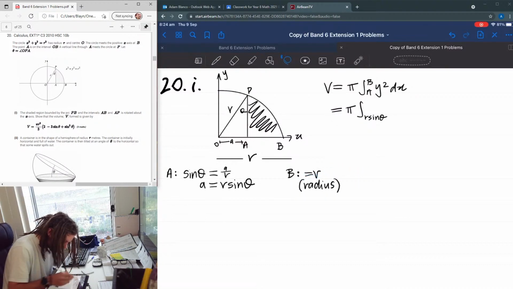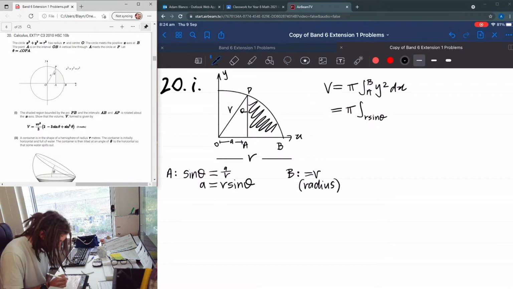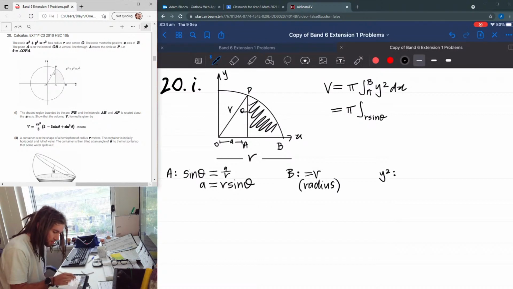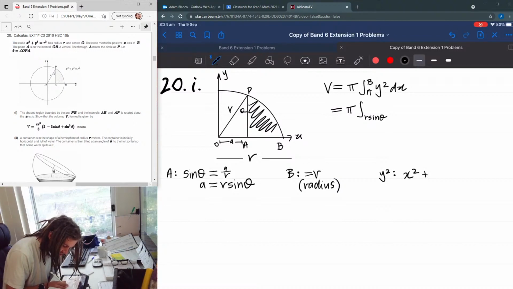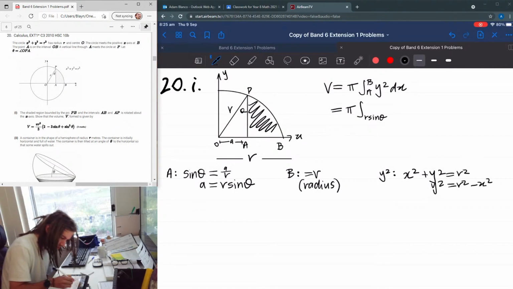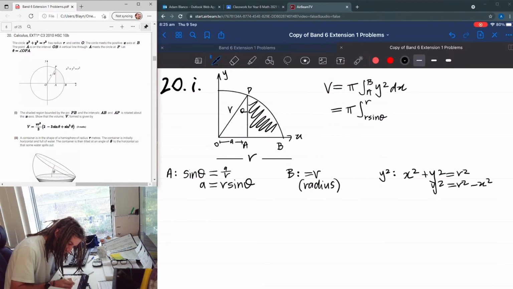I feel like a lot of this question has to do with interpreting it. Okay, and then this y squared, that's kind of easy because my function over this arc is just the equation of a circle. So I've got x squared plus y squared equals r squared. If I want to get y squared by itself, that's just r squared minus x squared. So now I have everything. This b value up here is r. My y squared is just r squared minus x squared dx.